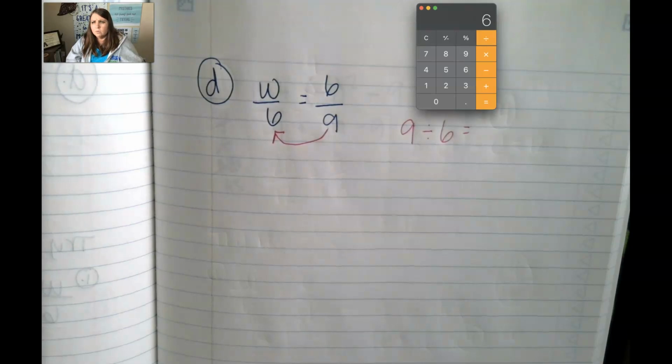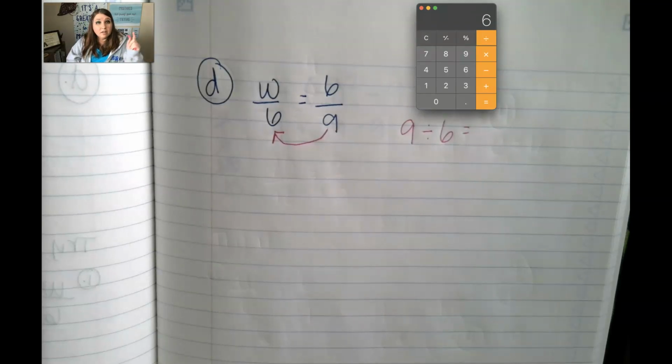9 divided by 6. Remember, your calculator is only as smart as the person putting the numbers in there.